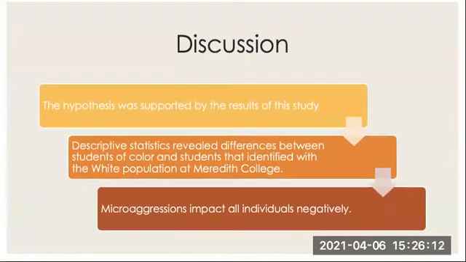For the discussion, our hypothesis was supported by the results of the study. Students of color experience more microaggressions than white students. As we saw with the graph, the descriptive statistics revealed differences between students of color and students that identified with the white population at Meredith College, and that works to state that all microaggressions are extremely harmful, and we as people should work together to make the campus safer for every single student.